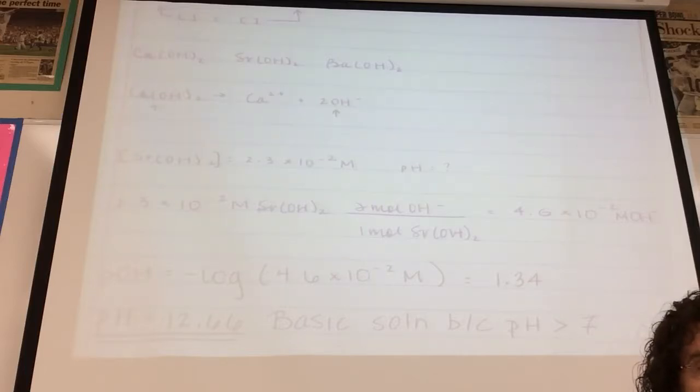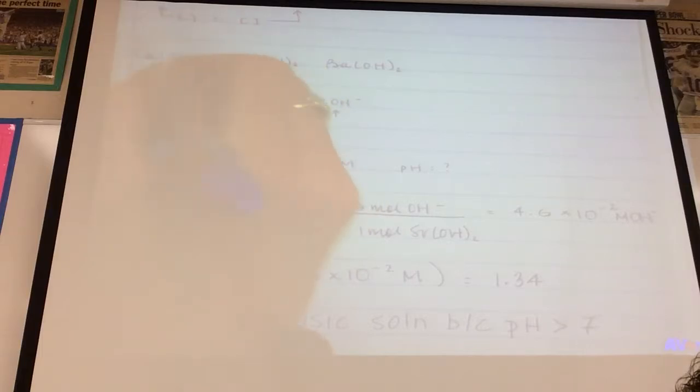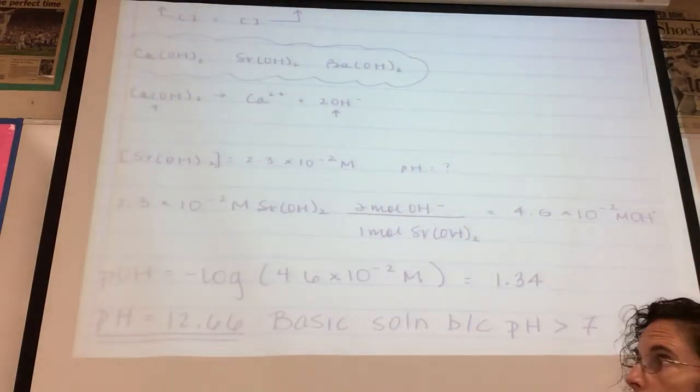Would it still be right if you said it's basic because pOH is less than 7? Yes, but it's a very backward way to do it, so just be careful. So these are your 3 strong group 2 bases, so watch out for those, okay?